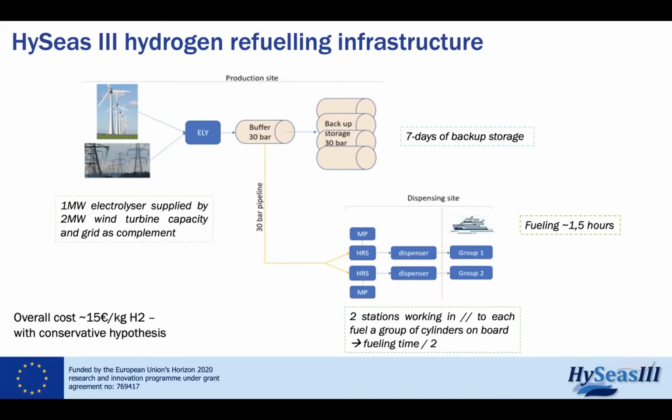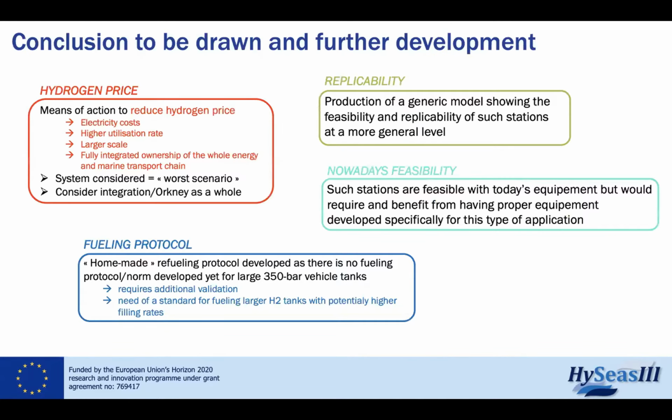Another point is the overall cost that was estimated to be of 15 euros per kilogram of hydrogen. However, this figure should be considered carefully because it was made with very conservative hypotheses. There are 4 main conclusions to be drawn from this study. The first one is on hydrogen price, which can easily be reduced when playing on 4 criteria. So using lower electricity costs, higher utilization rate, larger scale, and fully integrated ownership of the whole energy and marine transport chain.